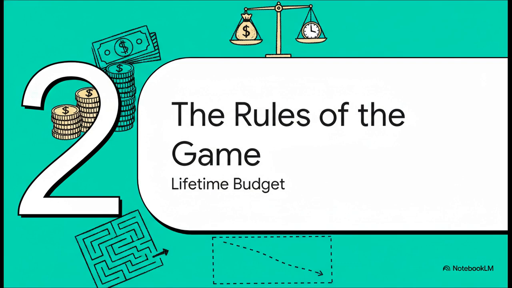Okay, so every game needs rules, right? And the main rule in this economic game is a big one you already know. You can't spend money you don't have, at least not over your entire lifetime. This rule is captured in something called the budget constraint.